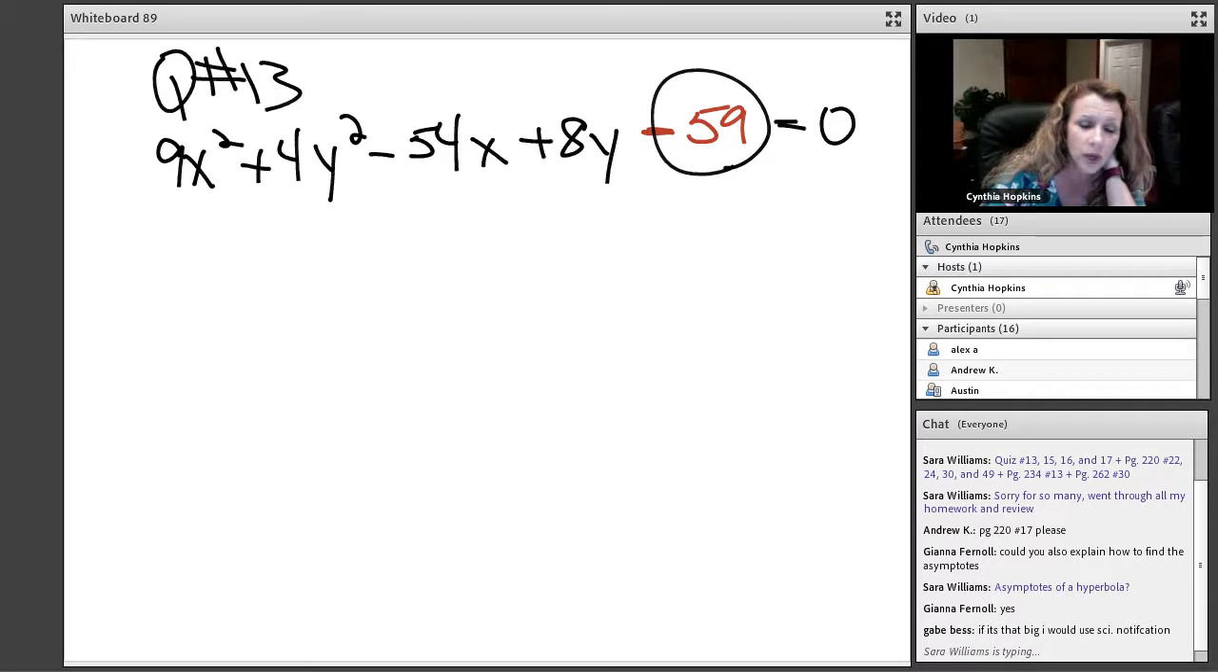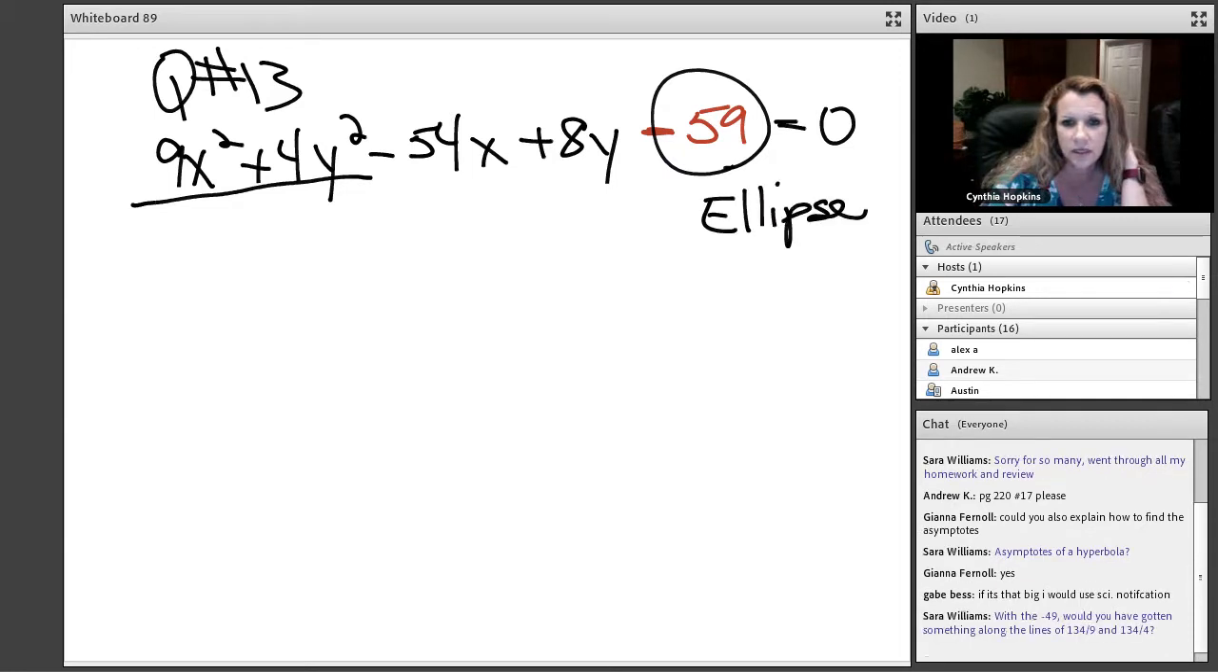All right, so I'm going to do it like this because it makes the numbers much nicer. Okay, so what you want to recognize is that if I just look at the first two terms, I should be able to already know what this is. Both the x and the y are squared. My coefficients are both positive, but they're not equal, so I immediately know that this is an ellipse.